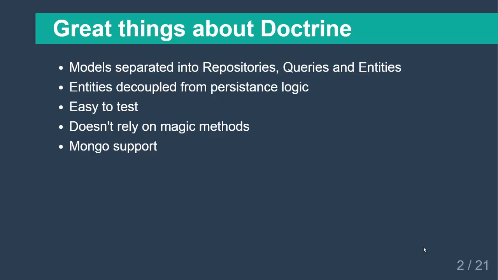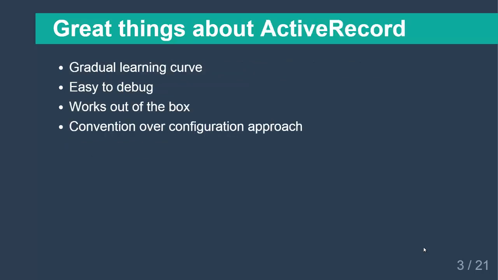And also Doctrine features Mongo support through the Mongo ODM. Now let's see some of the active record things that I like, which apply to a wide variety of ORMs that follow the active record pattern, for example like RedBean PHP, and Propel to some extent, and Eloquent in Laravel. It's the gradual learning curve. It takes very little skill to actually start using them, and they are one of those things that are easy to learn and hard to master.